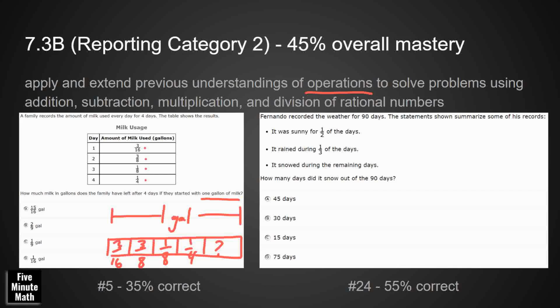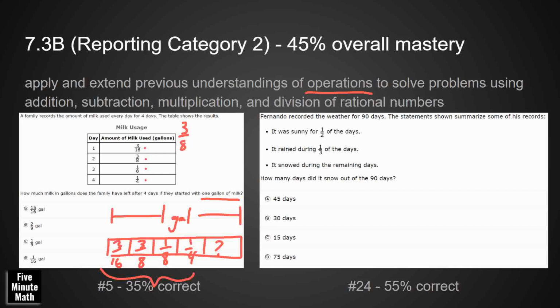So if you can represent it in a strip diagram, you can see, all right, I need to add these 4 sections, subtract it from 1. All right, so let's do that. We need to find a common denominator. And 4 goes into 8, and 4 and 8 both go into 16. So let's change everything into 16ths.